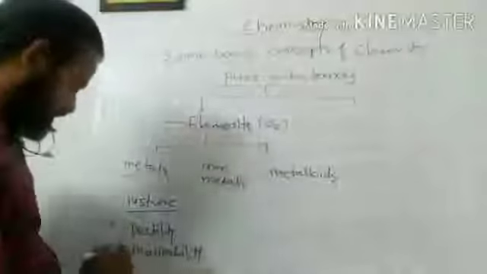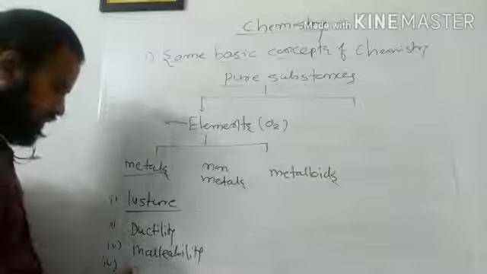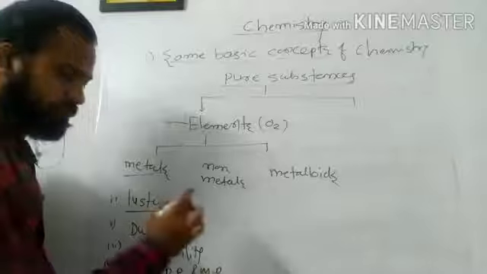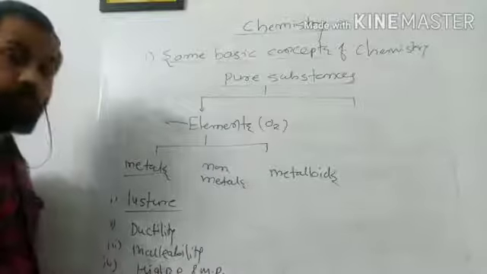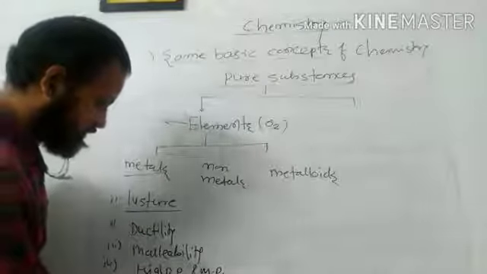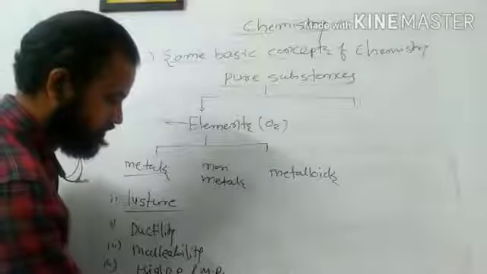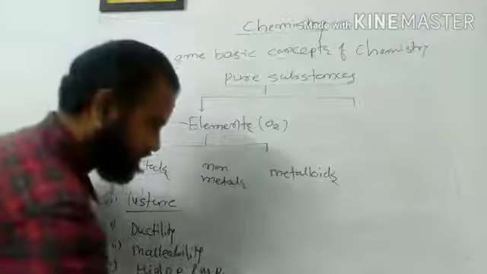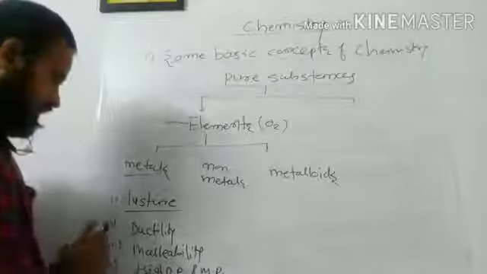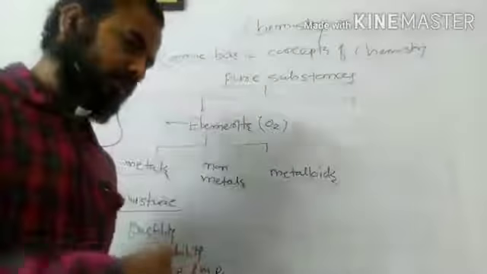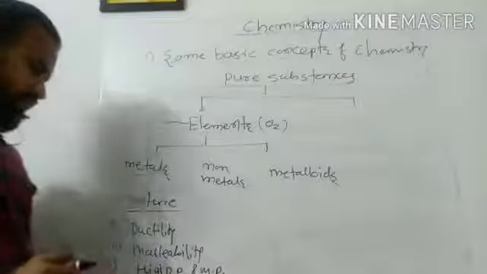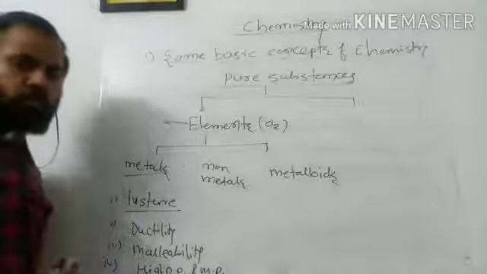Then the most important property of metal is that they have a high boiling point and high melting point, isn't it? Then, most important, they are good conductors of heat and electricity. I'm going to write in a rough way, but these are the properties which we have already studied in your last standard, and I'm just quickly revising them. So these are the basic important properties of metals.